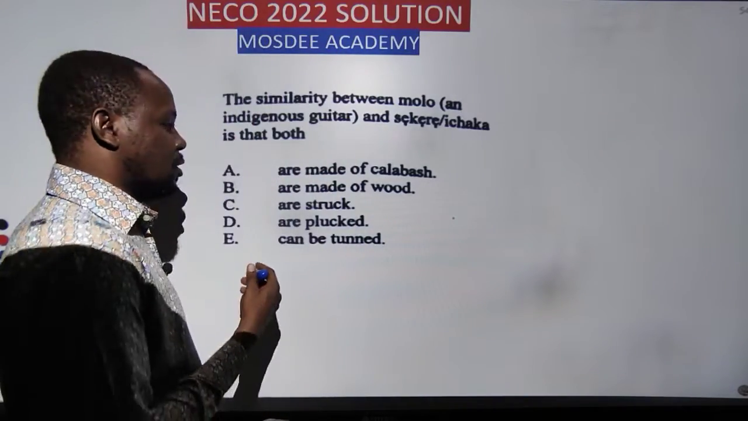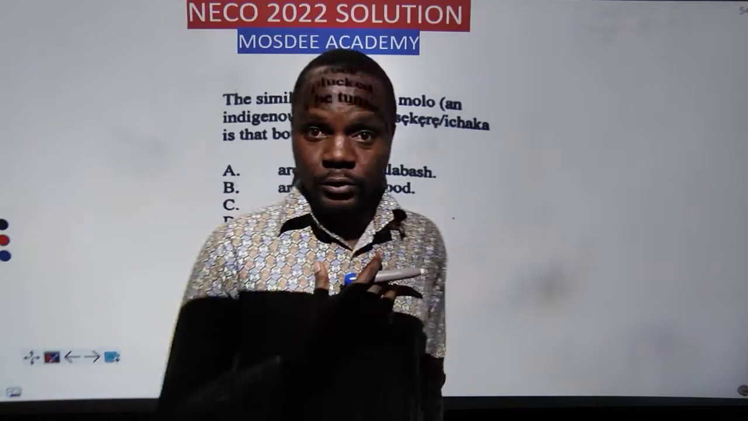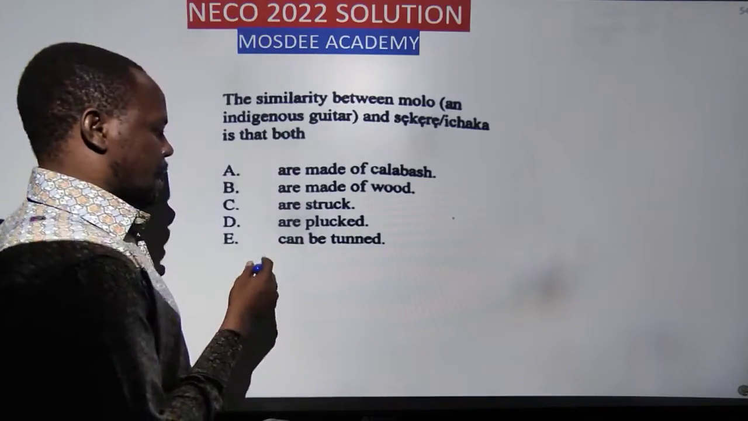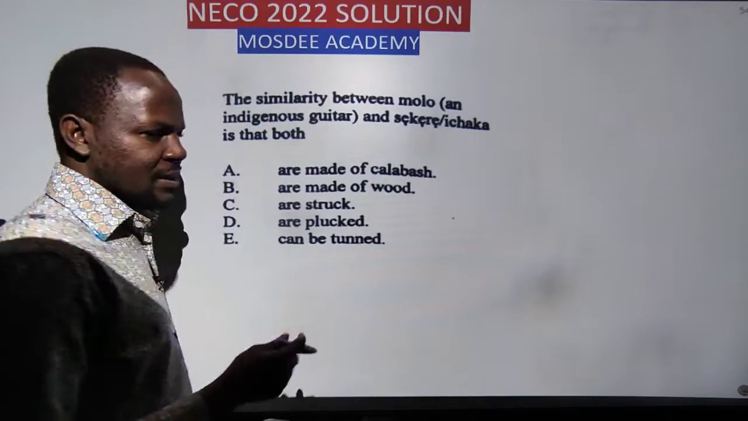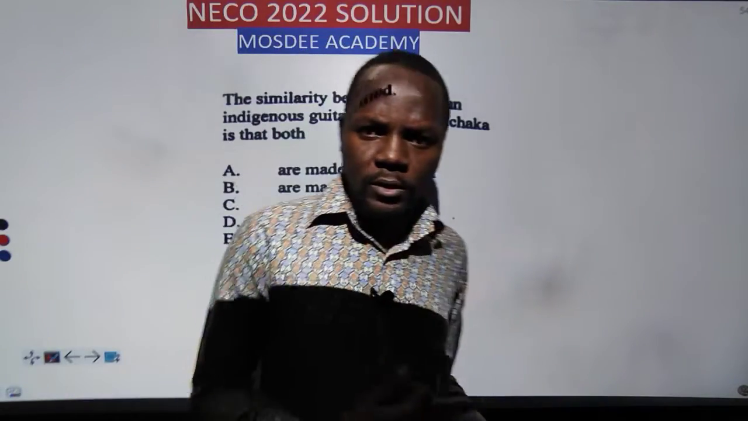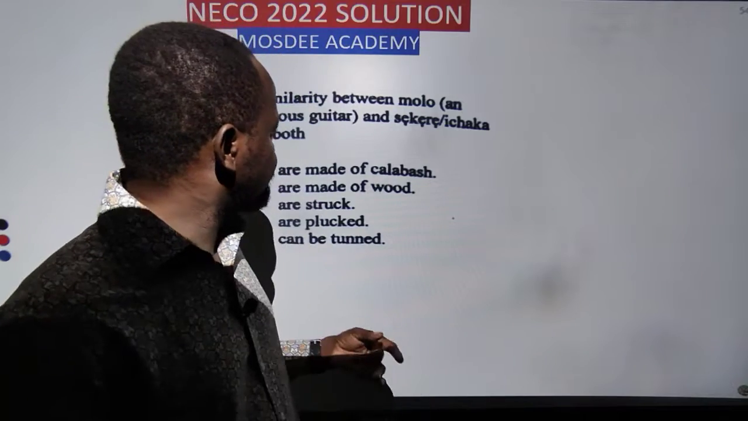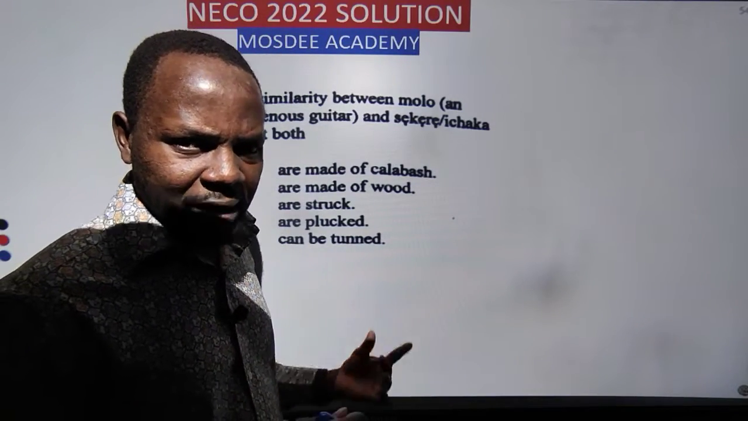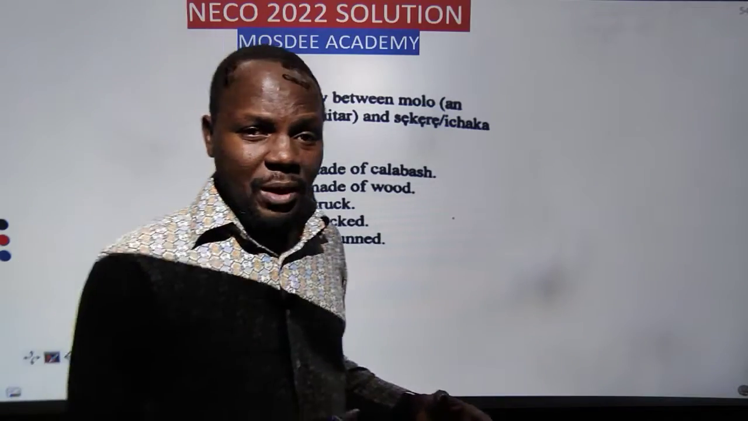So it is made of wood. I don't know, maybe it's made, to be honest, I don't know. That's one thing about me. I'm always being honest. Are they struck or plucked? Because they can produce sound, I think they should be plucked. You know, a guitar is an example of a string instrument. Thereby, a maracas or shekere is an example of a percussion instrument.